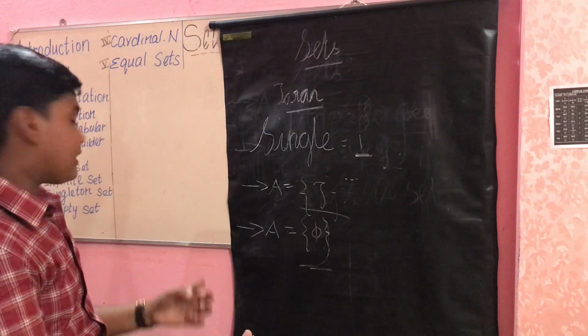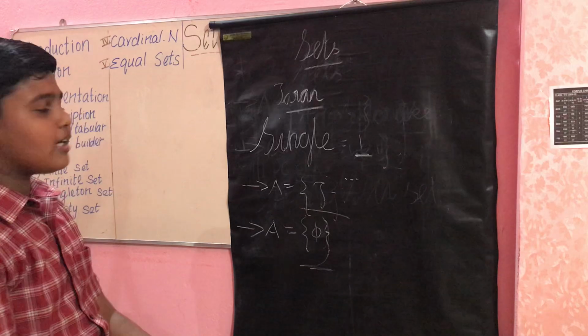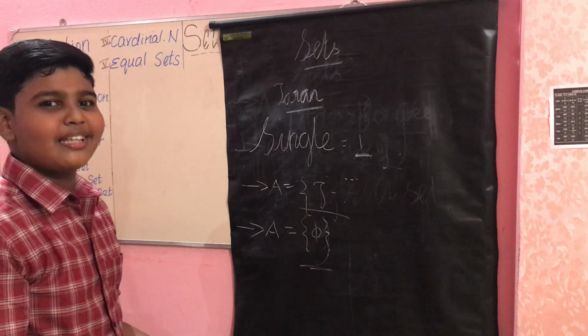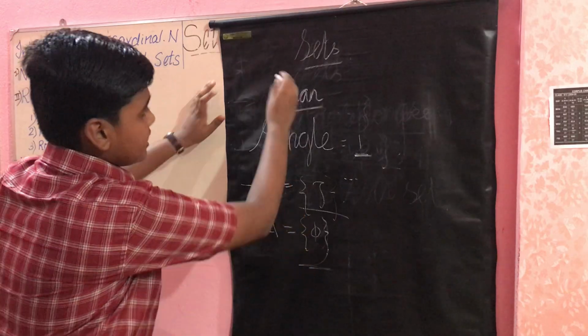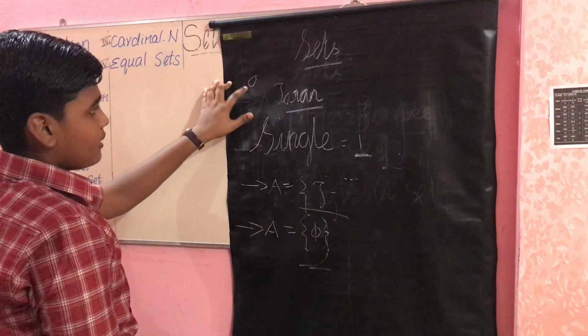Okay. So now we can learn the empty set. Empty set means nothing. Nothing is there. So that we represent with this symbol, either like this. So wait, I will put this.